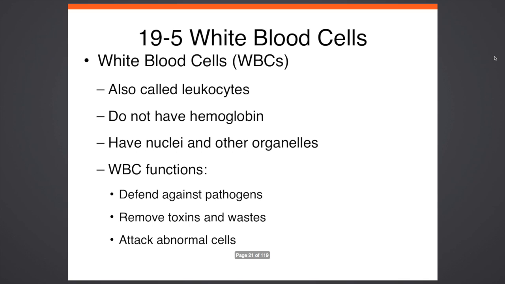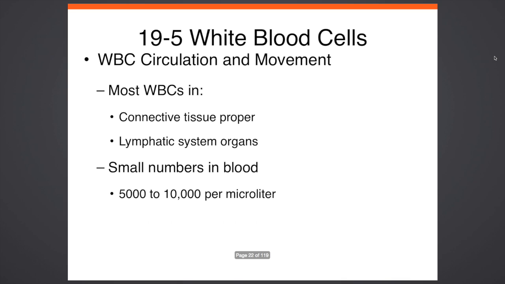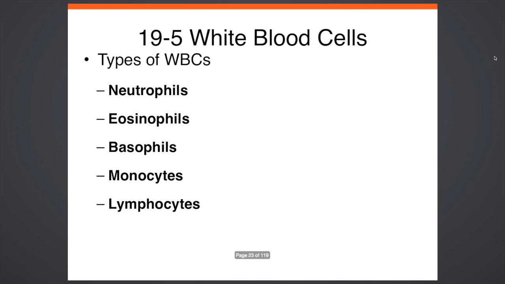All right? White blood cells, also called leukocytes, do not have hemoglobin. They have a nucleus and other organelles. The function of white blood cells, we said, is to defend against pathogens, remove toxins and waste, and attack abnormal blood cells. In this case, the white blood cell is the primary cell of the immune system or the lymphatic system. Most white blood cells are found in the connective tissue proper and lymphatic system organs, and they're actually small in numbers in blood, about 5,000 to 10,000 per microliter. Hence, 99.9% of all cells are red blood cells, which make up the majority of formed cells of the system.